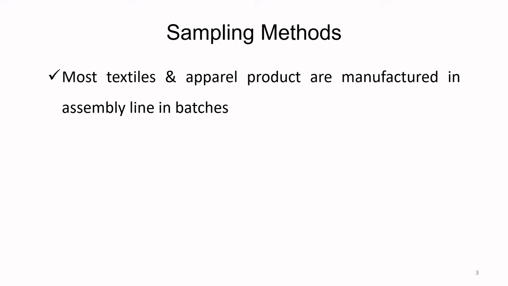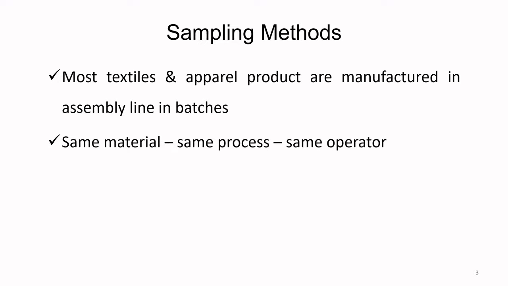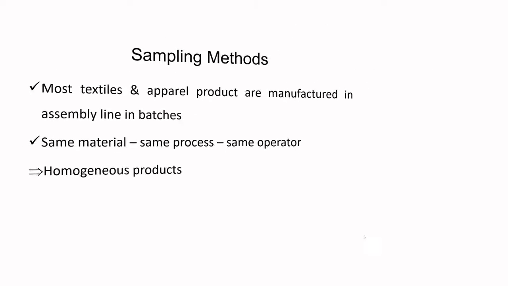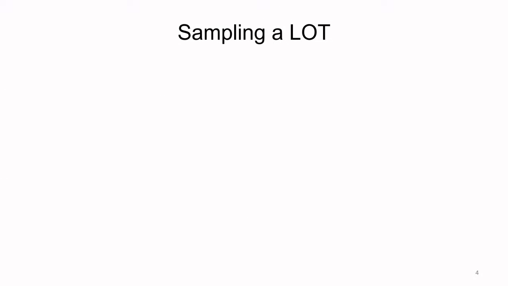Now, most textiles and apparel products are manufactured in assembly lines in batches. Assembly line in batches means the same material, the same process, and the same operator, and a lot of pieces are being made. 2,000, 5,000, 50,000 pieces. So these are homogeneous products. That blue blouse that we saw. If you get an order of 5,000 pieces, all these 5,000 pieces are replicas of that blouse. So these are homogeneous products.